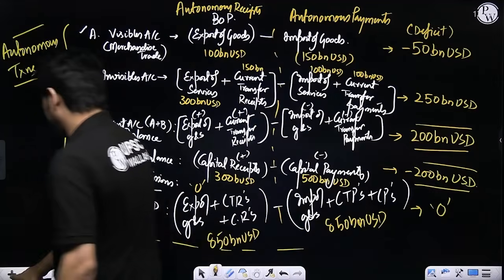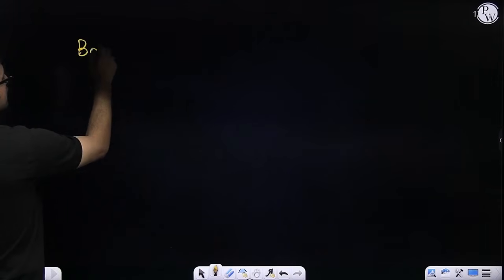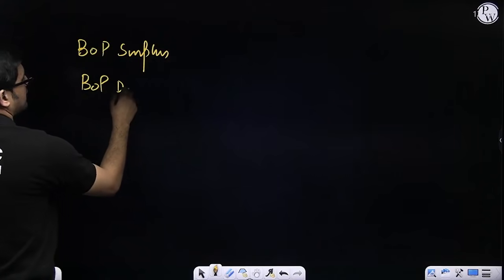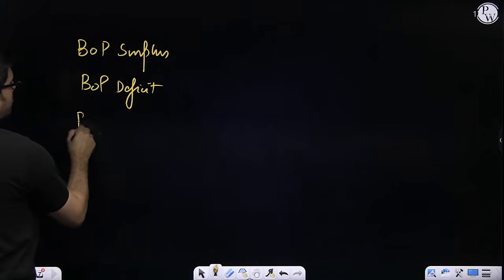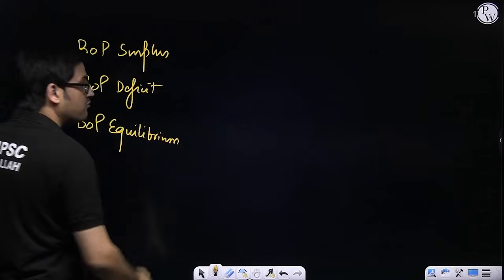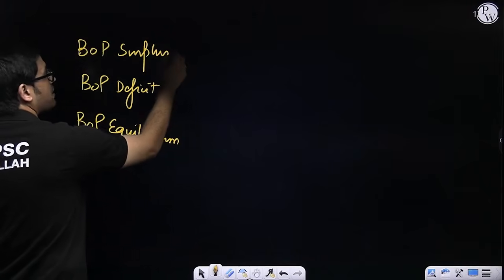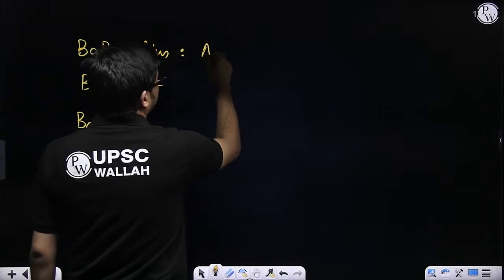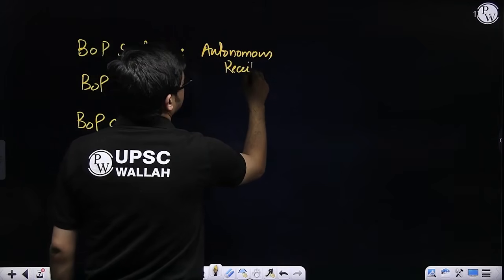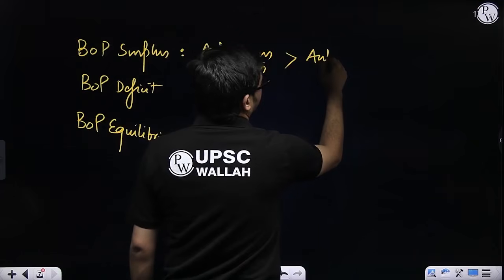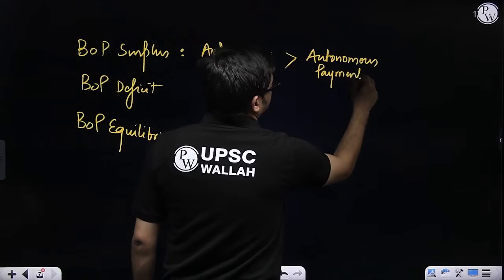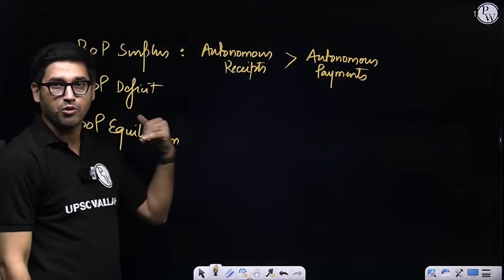If I have to define a BOP surplus, a BOP deficit, or a BOP equilibrium, I can define it in one more way also. A BOP surplus is a situation where an economy receives more, where the autonomous receipts are greater than this economy's autonomous payments. That means this year the economy received more than it had to pay.